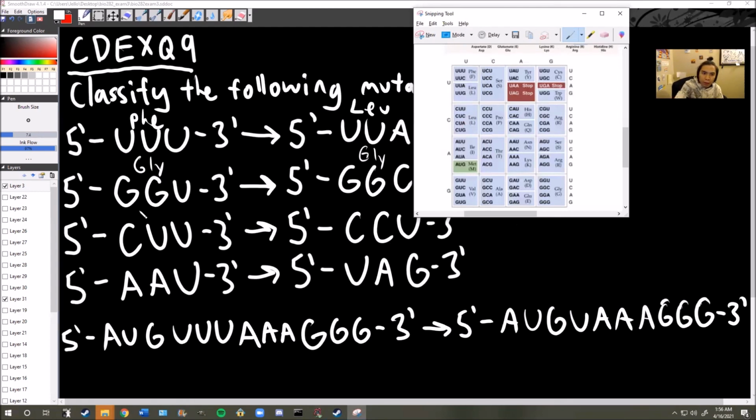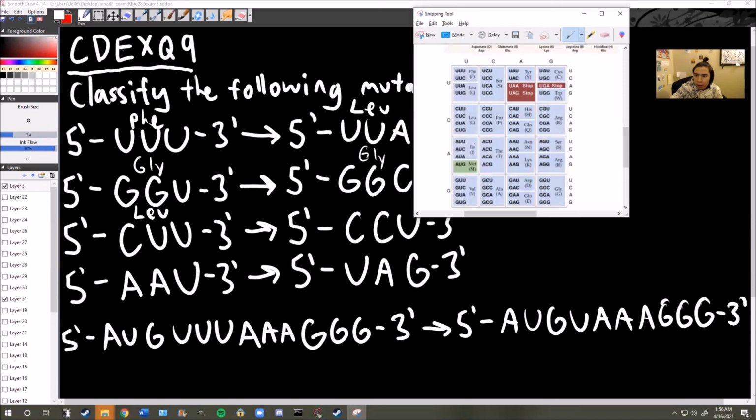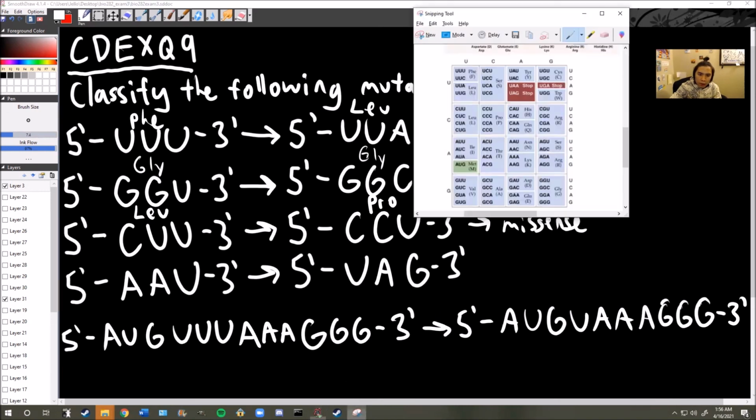CUU, that would be leucine. CCU would be proline. Oh, also a substitution mutation. We only changed one nucleotide, which would be the middle one. And because we went to a codon with a new amino acid, this would be a missense mutation. Cool. So let's look at the rest.